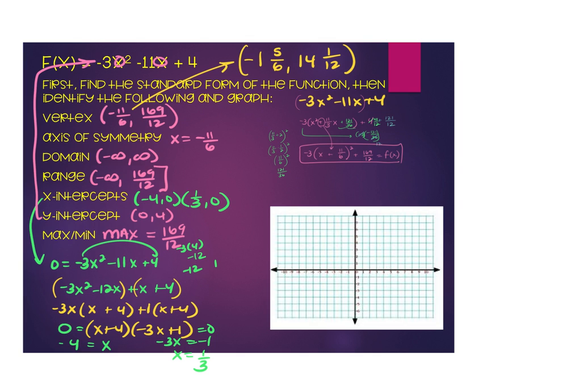So I plotted that point. That's my vertex. I just plotted it above and I labeled it. Obviously, it would go off my graph. And then I plotted the x-intercepts, -4 and positive 1/3, and the y-intercept at 0, 4, and then connect them to make that parabola.